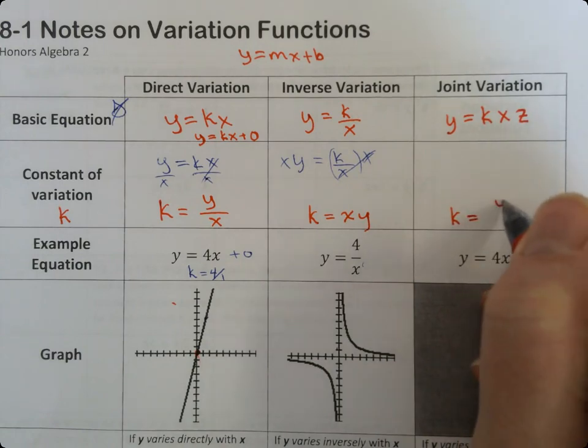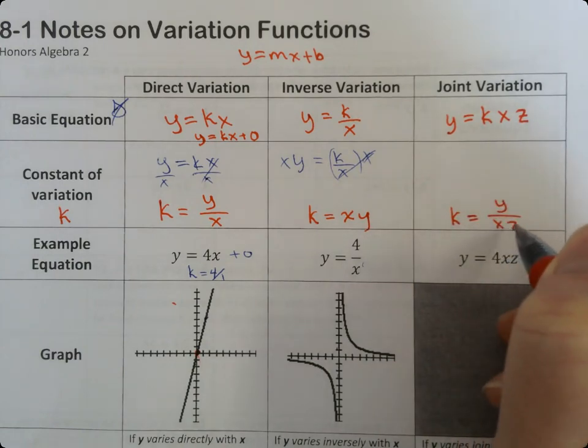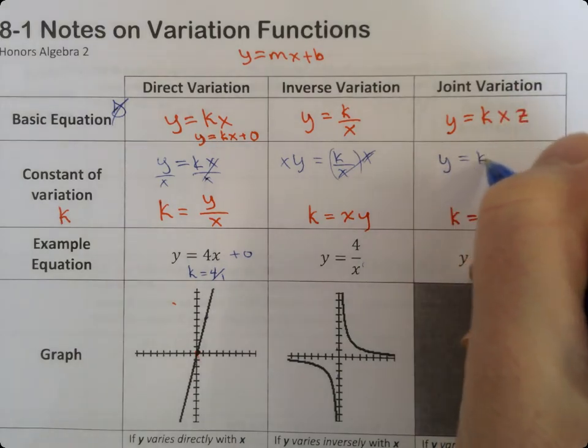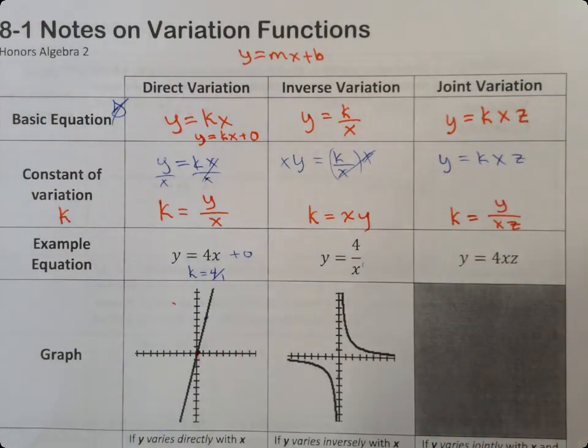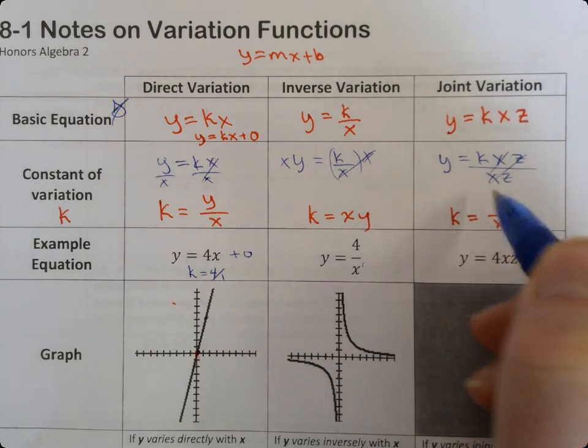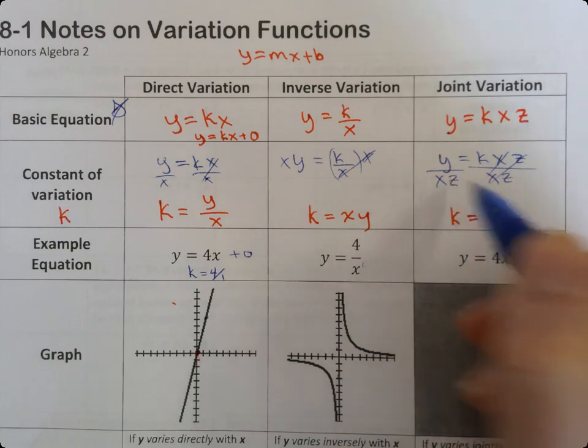What does k equal here? Well, k equals y divided by xz. So how do I find that? y equals kxz. And if I want to solve for k, I would simply divide both sides by this chunk to cancel it out. And that's what I get.